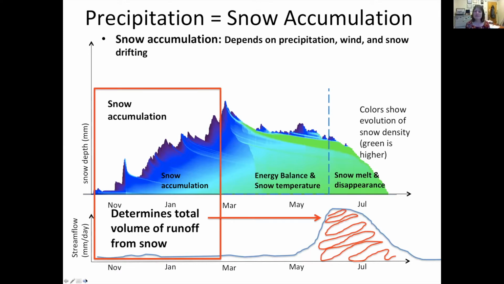The first phase, I'm going to argue the most important, is how much snow accumulates. This is actually what we know the least about. It depends on precipitation, wind, and snow drifting. This initial phase, just how much snow we get on the ground each year, is going to determine our total volume of runoff from snow. It's also going to be extremely important in the snowmelt and disappearance at the end of the season.